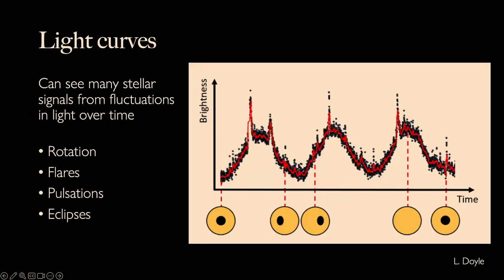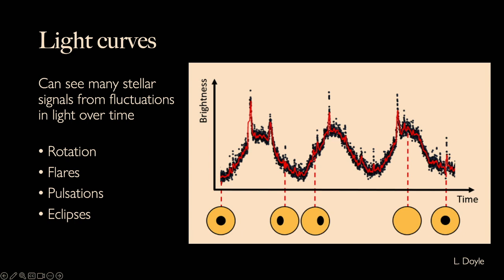Light curves really can show many different characteristics, many signals that come from stars, from their fluctuations in light over time. We can see things like rotation. So say there's a star spot, like a sunspot on the sun, but on another star, that is slowly going across the face of the star as it rotates. We can see the light from the star go up and down as this cooler part passes in front of it and then behind it.